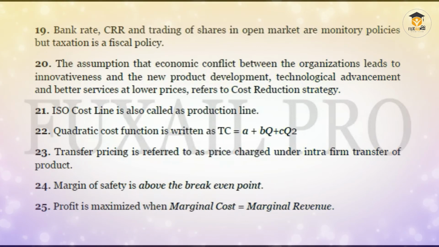20. The assumption that economic conflict between the organizations leads to innovativeness, new product development, technological advancement, and better services at lower prices refers to cost reduction strategy. 21. ISO cost line is also called as production line. 22. Quadratic cost function is written as TC equals A plus BQ plus CQ squared. 23. Transfer pricing is referred to as price charged under intra-firm transfer of product. 24. Margin of safety is above the break-even point. 25. Profit is maximized when marginal cost equals marginal revenue.